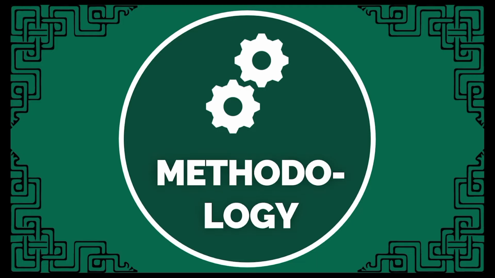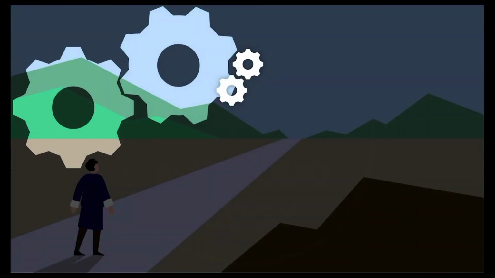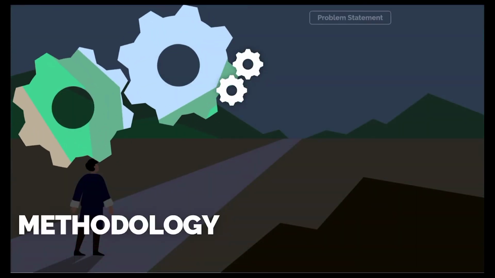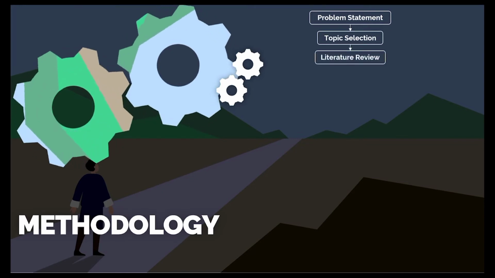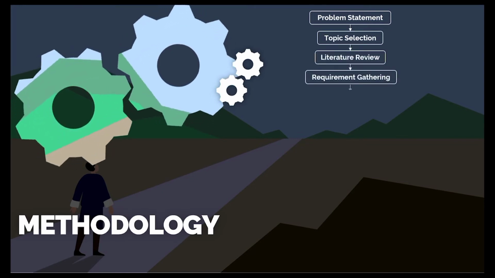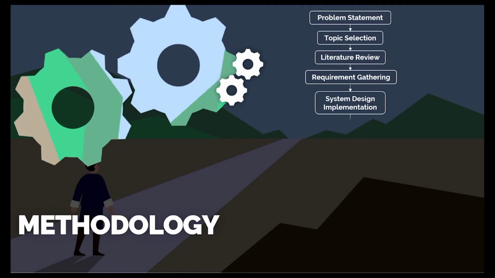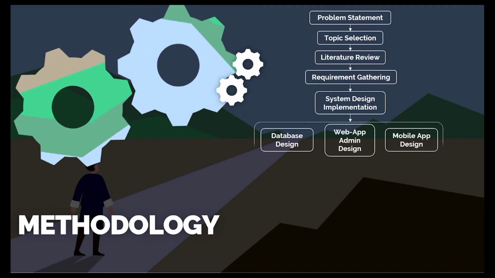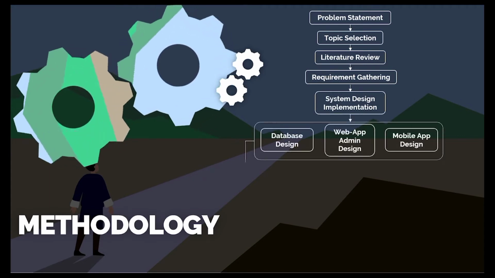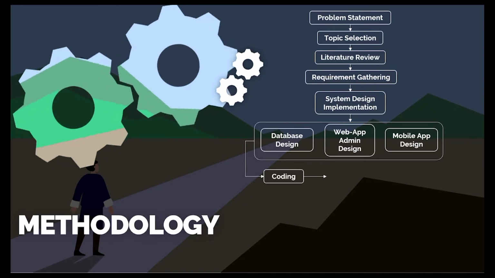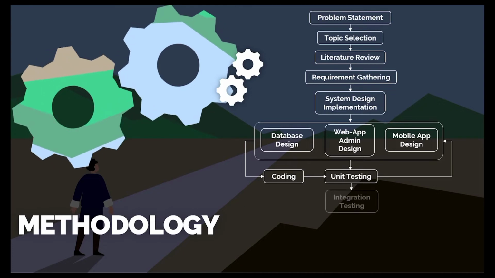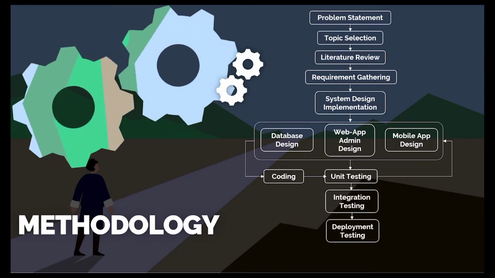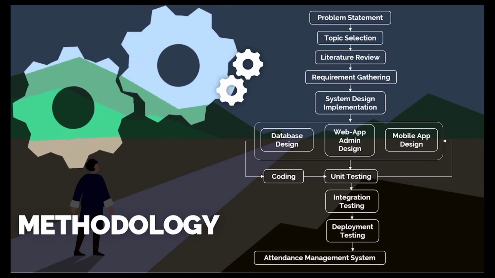To complete this project, we have used the agile software methodology, where first we identified the problem and then selection of topic, literature review, requirement gathering, system design and implementation. Under system design and implementation, we designed the database, web app and mobile application, and then coding, unit testing, integration testing, deployment testing, and finally we ended up creating the attendance management system.